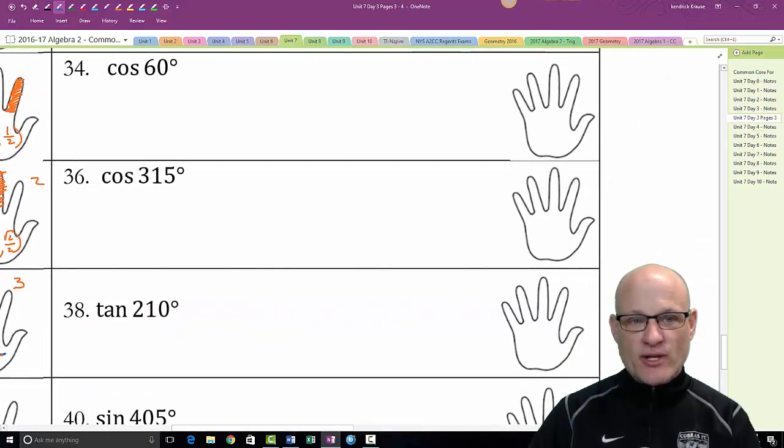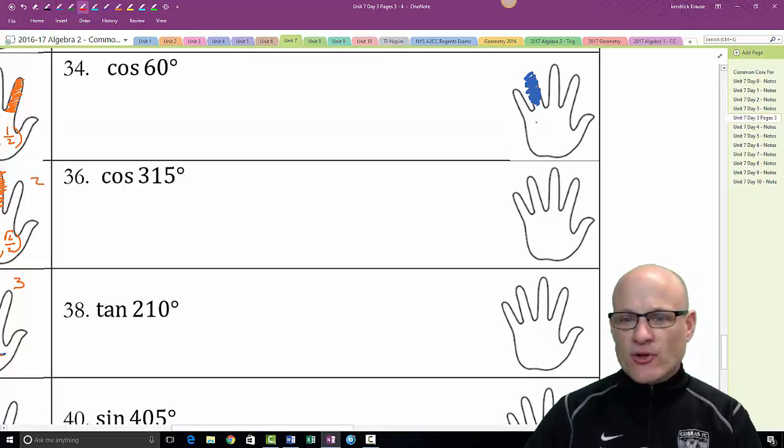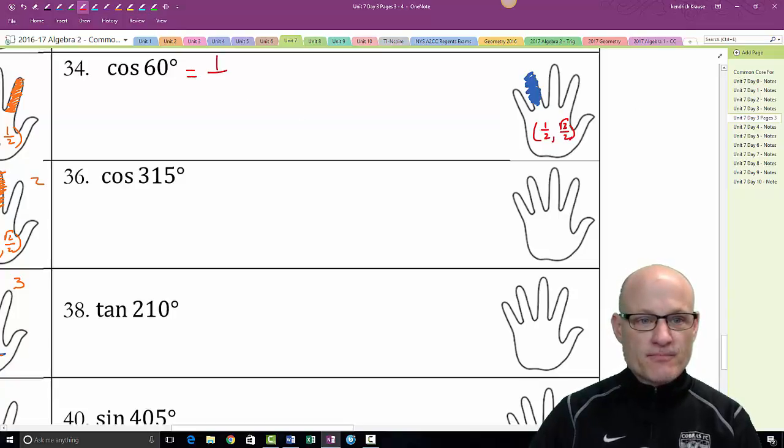All right, let's go back to cosine of 60. 60 degrees is the ring finger. I've got to get rid of that pen, it's too big. All right, so 1, square root of 1 is 1, 1/2. 3, square root of 3 over 2. Now, which quadrant? First quadrant, so everything's positive. Cosine is the x value.